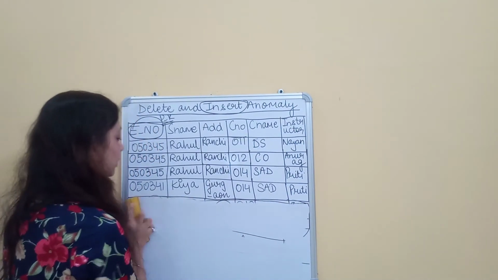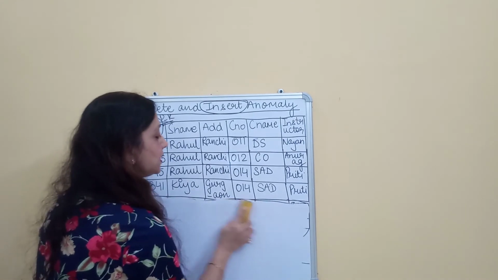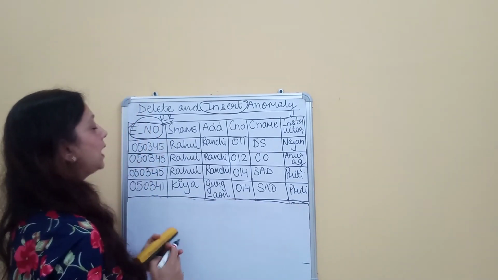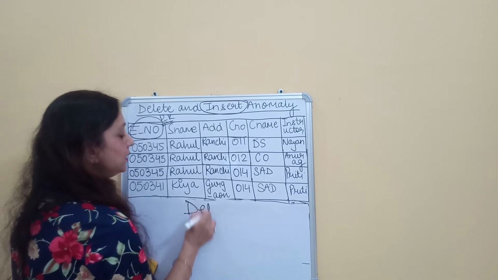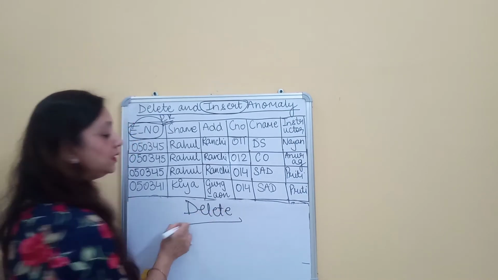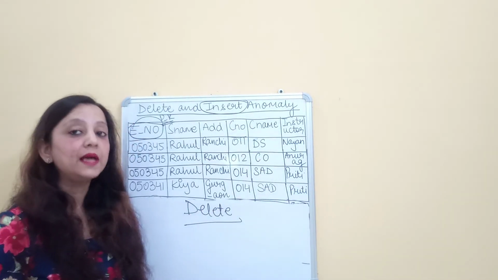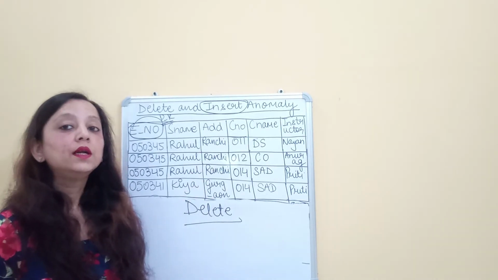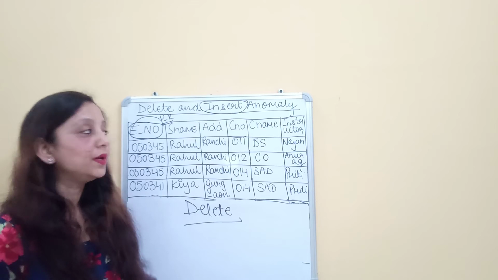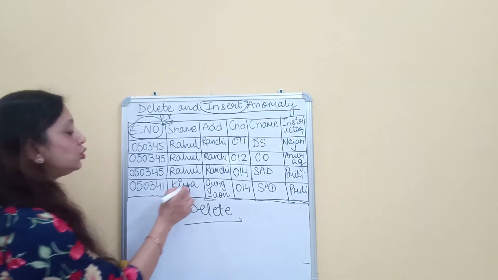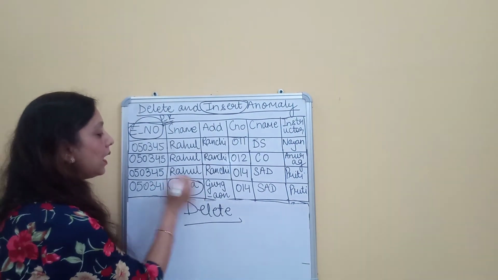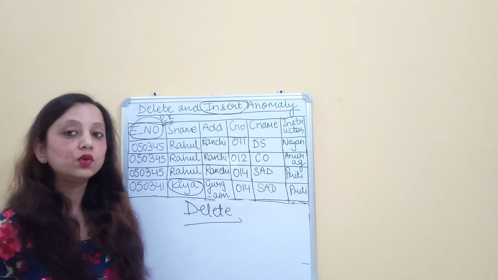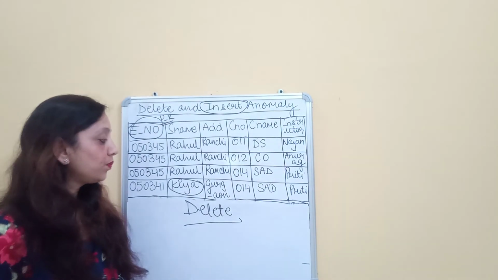Now let's look at one more example, at another anomaly, that is the delete anomaly. That is an anomaly that arises at the time of deletion of a record from the table or from the database. Now say for example a student named Kia has left the organization or has left the college, right?